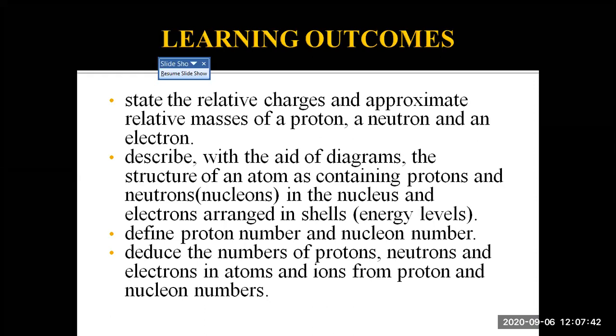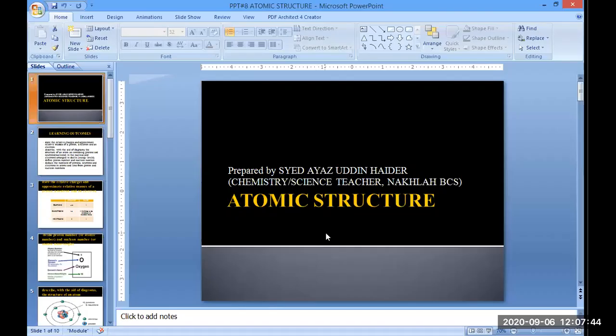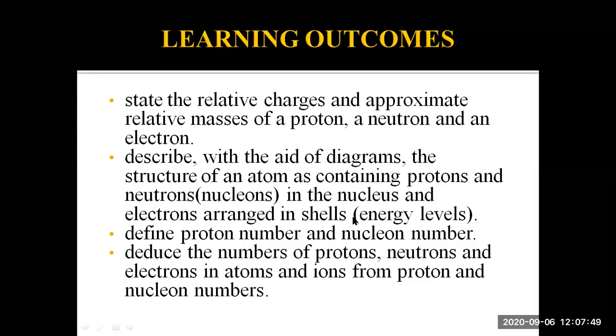The learning outcomes for this lesson are to state the relative charges and approximate relative masses of a proton, a neutron, and an electron. Describe with the aid of diagrams the structure of an atom as containing protons and neutrons, nucleons in the nucleus, and electrons arranged in shells, energy levels. Define proton number and nucleon number.